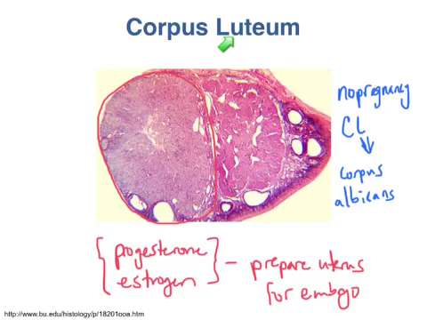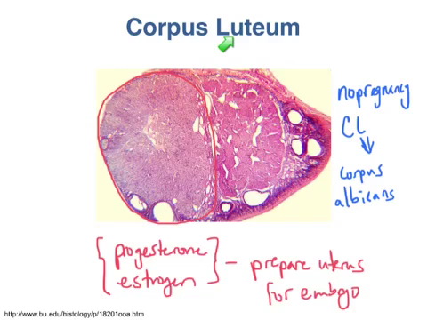So if you are experienced at examining ovaries, you can actually look at an ovary, look for these little structures of corpus albicans, and determine how many times that ovary has ovulated, because you can count the ovulation scars.